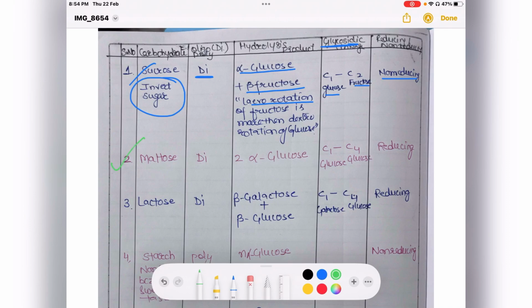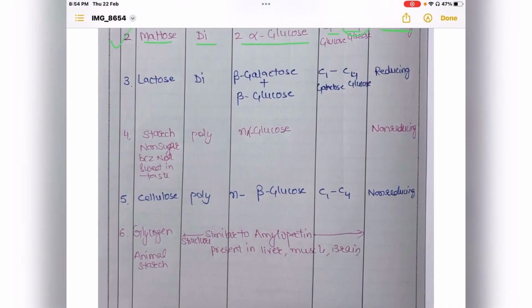Next is maltose. Maltose is a disaccharide. On hydrolysis, it produces 2 units of alpha glucose. In this case, a C1-C4 linkage is there. C1 carbon of one glucose is connected with C4 carbon of another glucose, and the result is a reducing sugar, because if you check the second glucose, its C4 carbon is involved in the glycosidic linkage, not C1. So it means it has a free carbonyl group. That's why it is a reducing sugar.